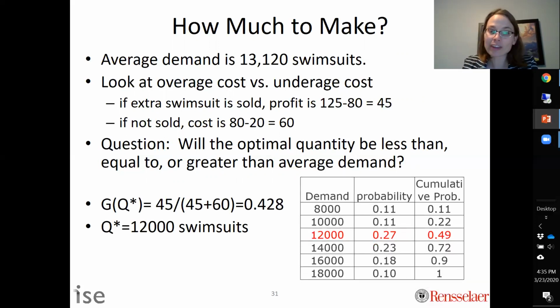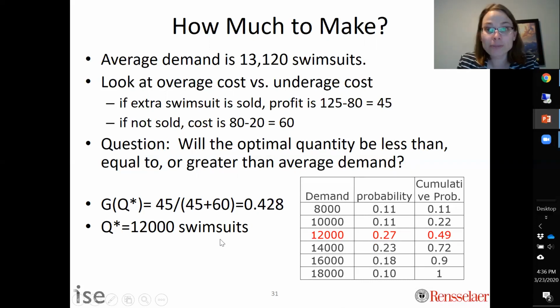All right, so let's calculate that. The critical value is $45 divided by 45 plus 60, and we get a value of 0.428. And so with our critical value of 0.428, how do we figure out what Q is? We need to use the cumulative distribution function. We need to find where the cumulative distribution is at least the critical value. That happens at this point here, and that means we should order 12,000 swimsuits. So that's how many to make.